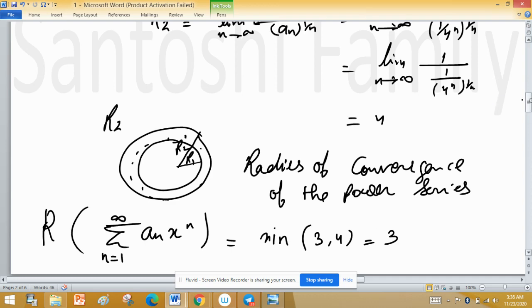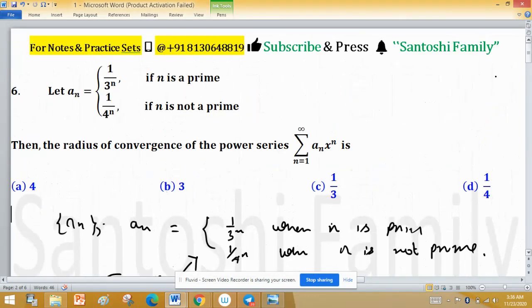Now check which option is true. Option B is true here.